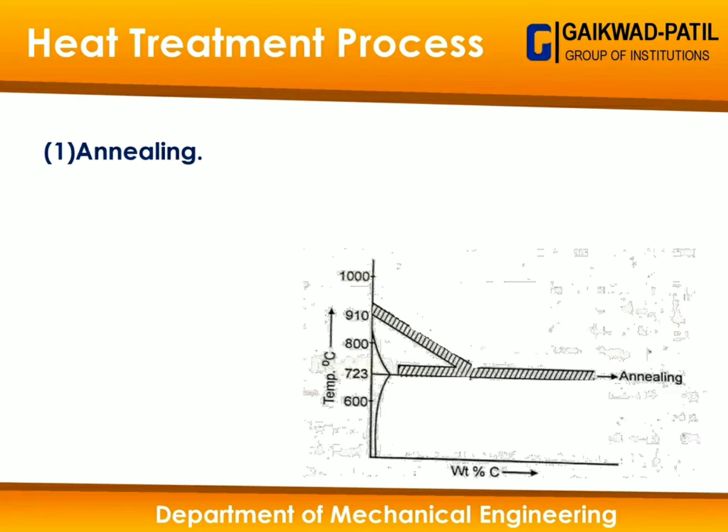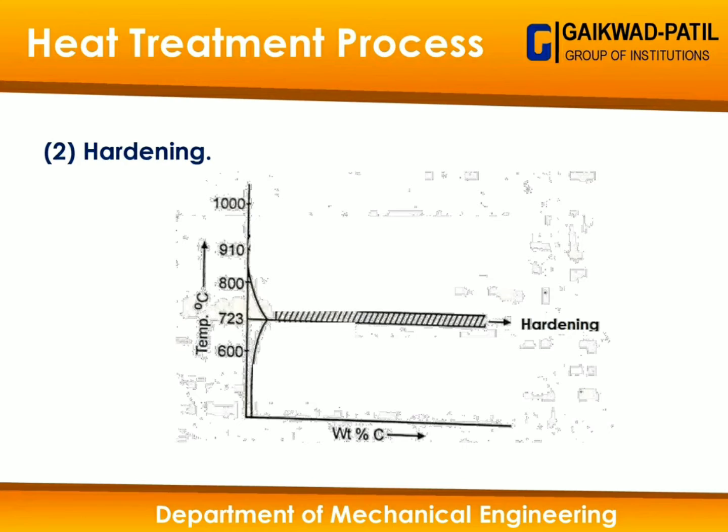Now, the next heat treatment cycle is the hardening heat treatment cycle, in which the metal is heated to austenization temperature, then cooled down fast to 723 degrees centigrade, kept there, and then allowed to cool down in a salt bath or water bath at 723 degrees centigrade. Then we will get the hardened metal. So this is the hardening heat treatment cycle.